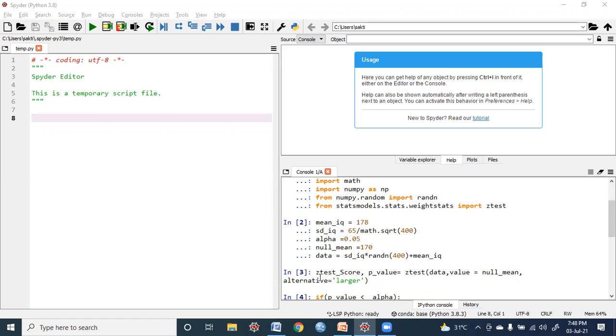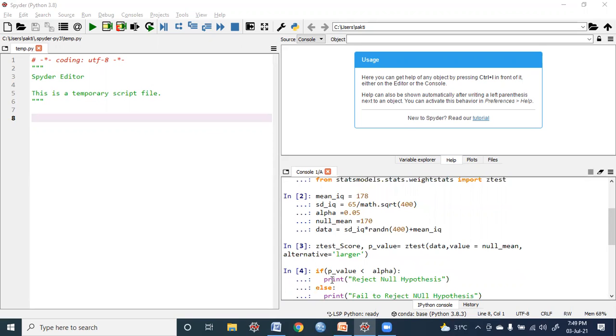In the following line, I am going to display the z-test score and p-value by assigning the z-test of data, supplied as the first parameter. Then the value will be the null mean, which is the population mean. Also, I am giving the alternative parameter as larger, that is, the alternative should be greater than the population mean. So that is what I am assigning here, alternative equal to larger, as the option.